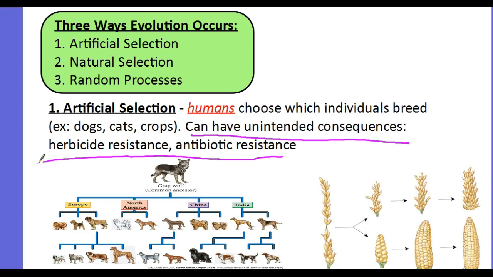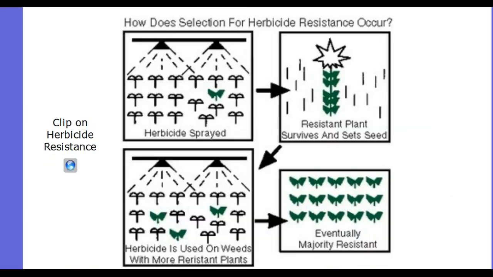Here's what I mean. If I'm a farmer, this is herbicide resistant. Herbicide is used to kill herbs or weeds. If I'm going to spray it on my farm over here, I get rid of all these weeds. It's great. Well, one weed ends up surviving because it's got a mutant gene that allows it to survive this chemical.